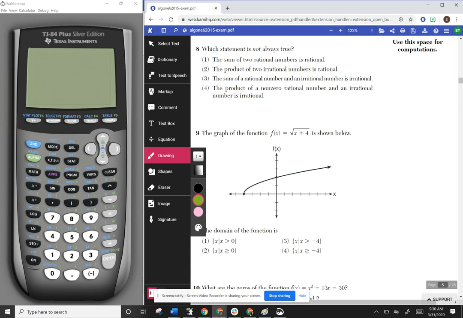Okay, question number 8. Which statement is not always true? Okay, so we have: the sum of two rational numbers is rational. The product of two irrational numbers is rational. The sum of a rational and an irrational is irrational. And the product of non-zero rational numbers and an irrational number is irrational.